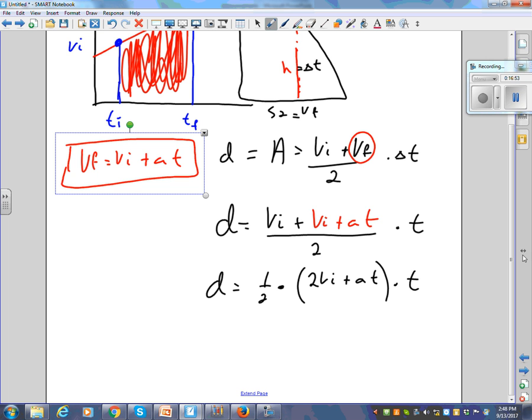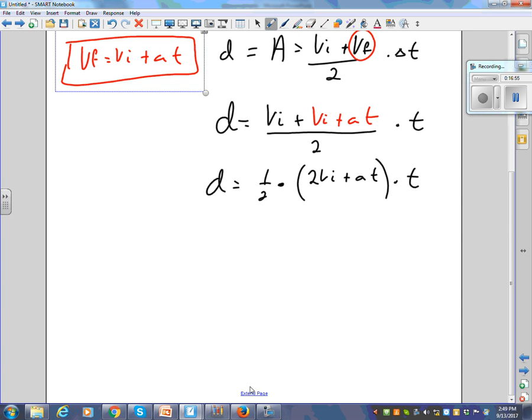Okay, now we're going to multiply. Can we do it all together in one step, you think? Can we go 1/2 times that times that? The answer is yes, of course. 1/2 times 2VI is just a single VI. So D equals a single VI, but I have to multiply that also by T. So it's going to be 1/2 times 2VI is VI times T, which is VIT.